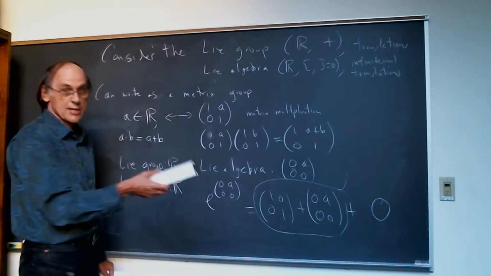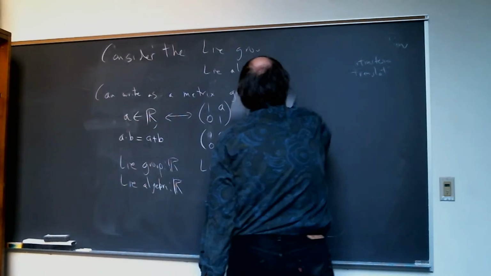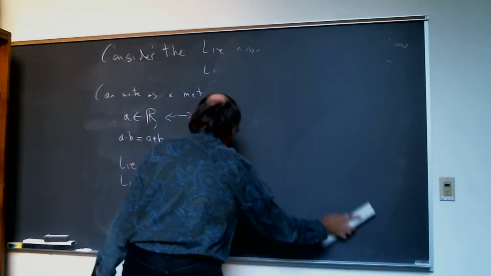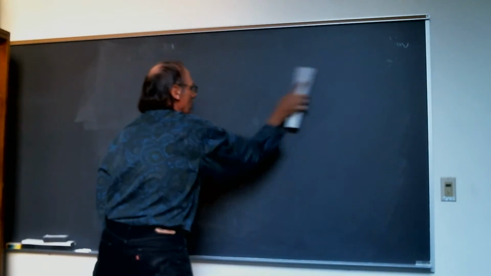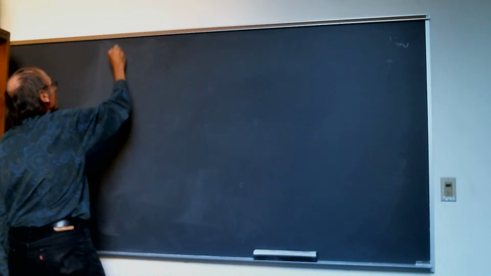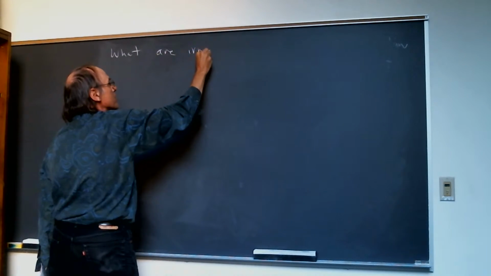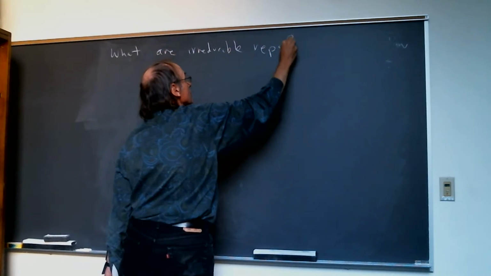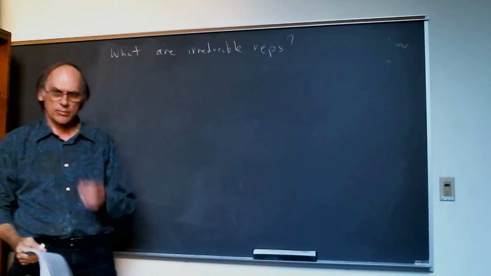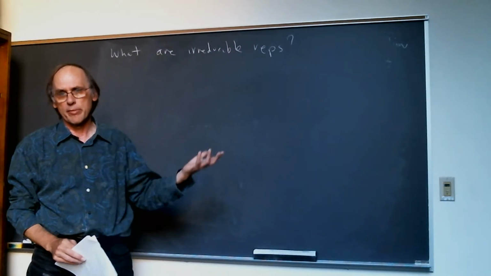But now let's see. What we want to do is ask about representation theory. Okay, and so what are the representations? Well, let's start by asking what are the irreducible representations. And remember, this is a commutative group, so they're going to be one-dimensional.